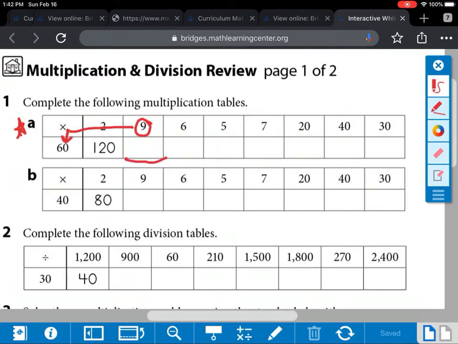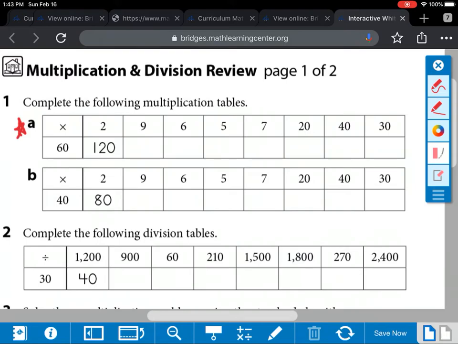If I'm not totally sure of 9 groups of 60, I can think of my base fact, which is when I ignore any zeros that I have going on. And I use my base fact 9 times 6, which I know is 54. And then I can add in my 0 that I took out. So 9 times 60 is going to be 540.